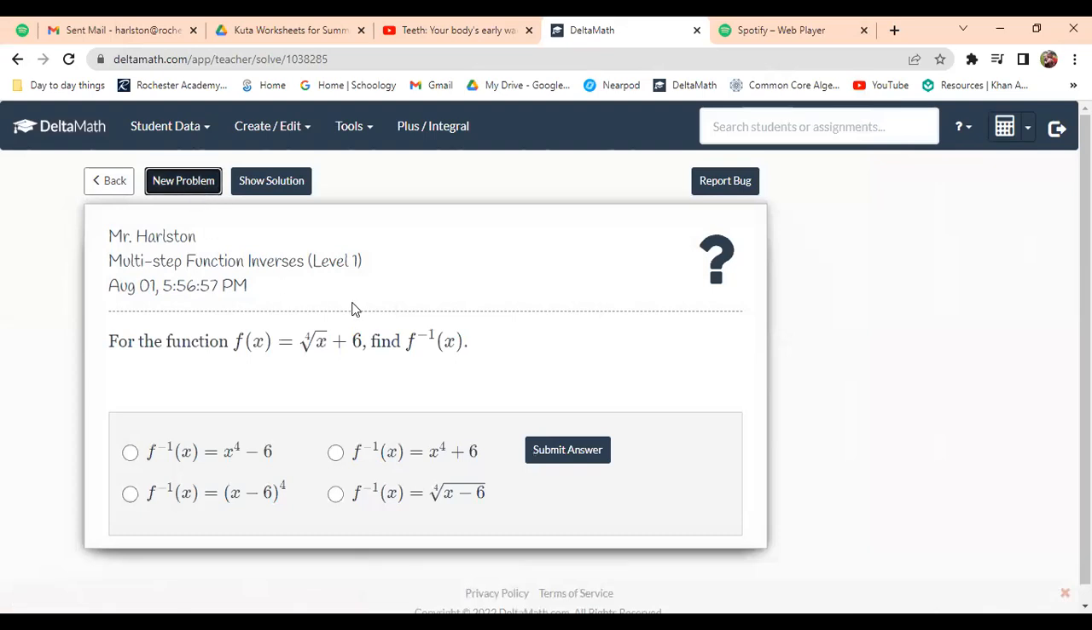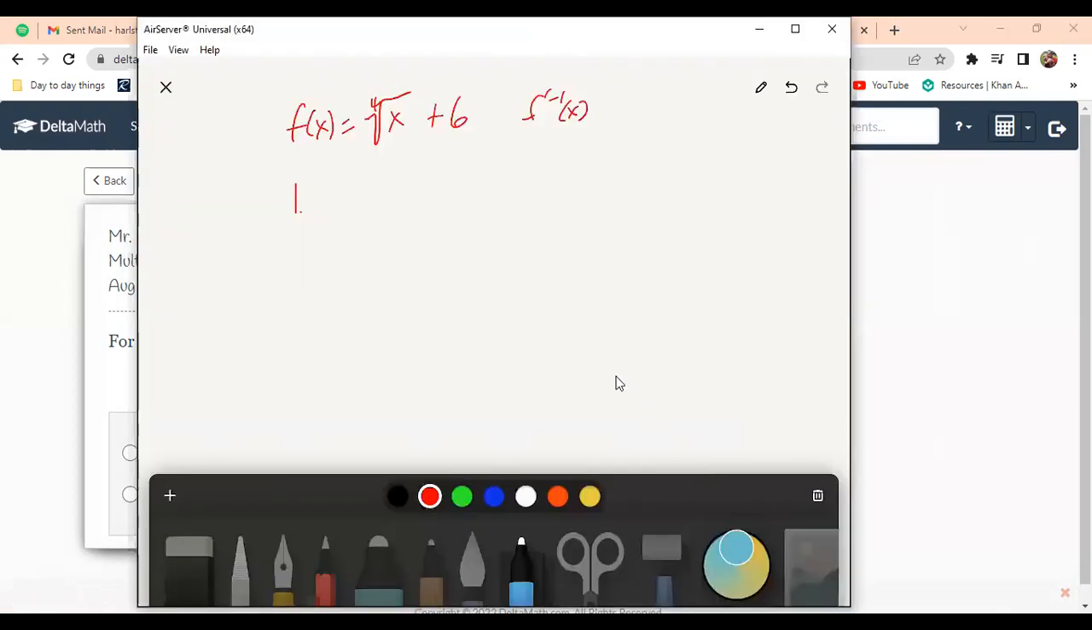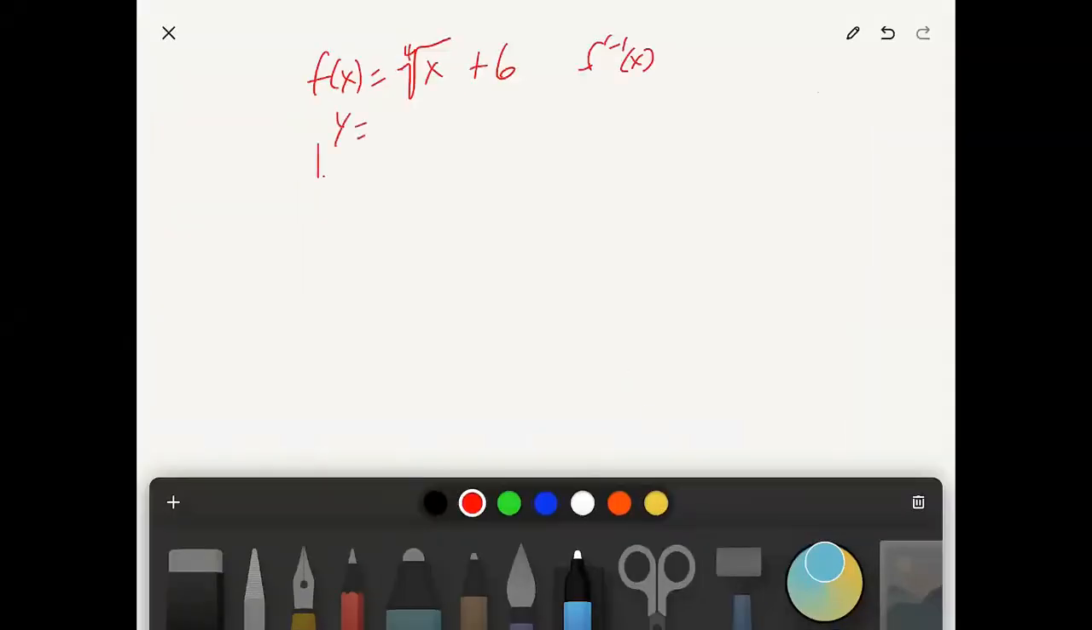All right, so this one, let me clear this. So now I've got f of x is equal to the fourth root of x plus 6, and they want us to find the inverse function. All right, so this one, I'll share my iPad. This will be y equals the fourth root of x plus 6. And then we're going to switch. This will be x equals the fourth root of y plus 6.